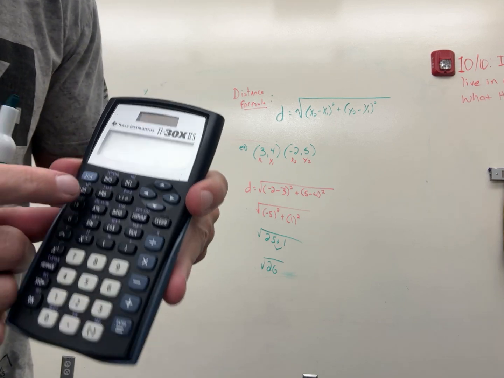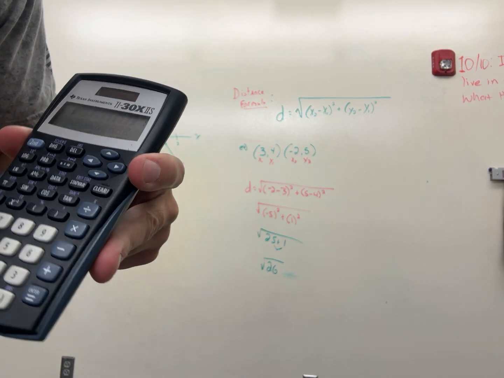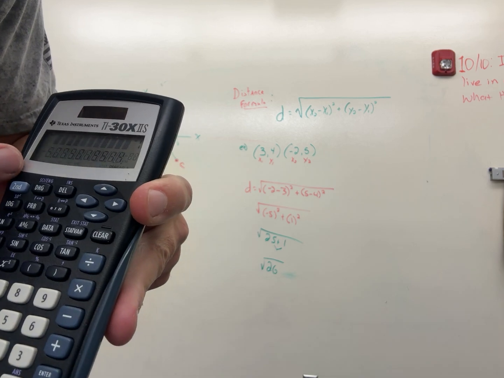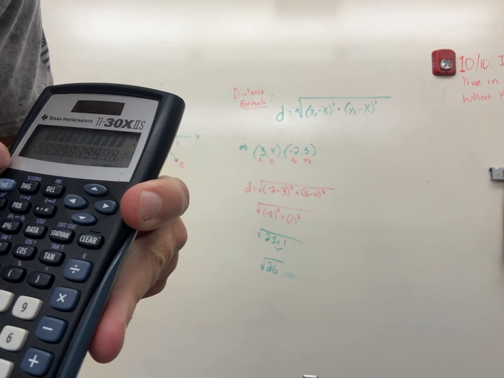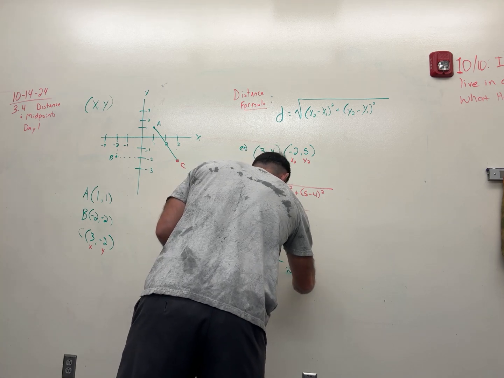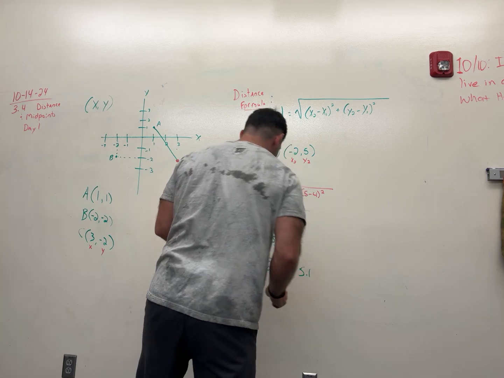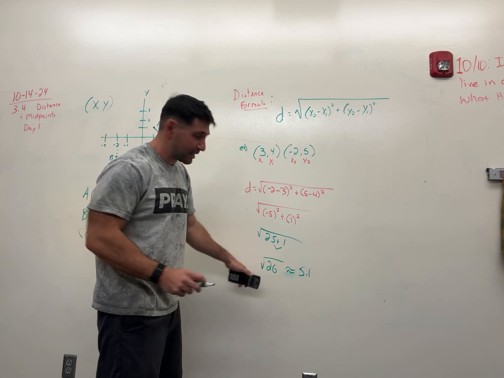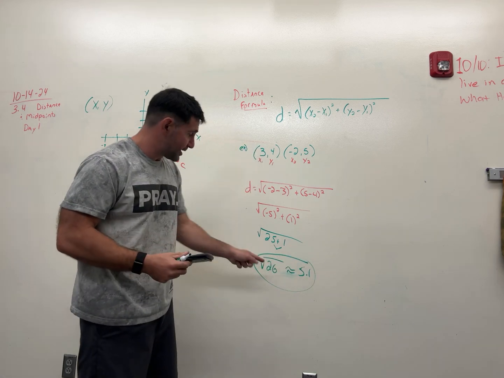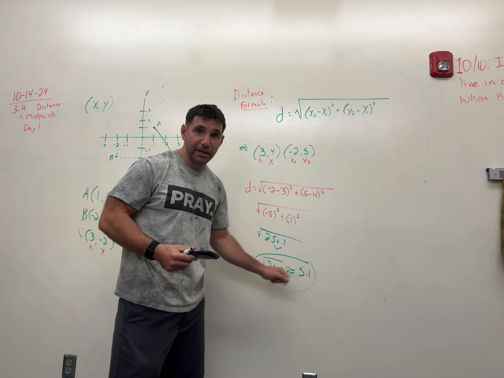Here we go. So we're going to go second. Turn it on, Mr. H. There we go. Second, x squared, 26. Press enter. This one gives me a decimal of 5.099, which is approximately 5 1/10. If your calculator doesn't give you a decimal, just leave it like this. Okay, so those are my two answers. This is exact. This is the approximate.